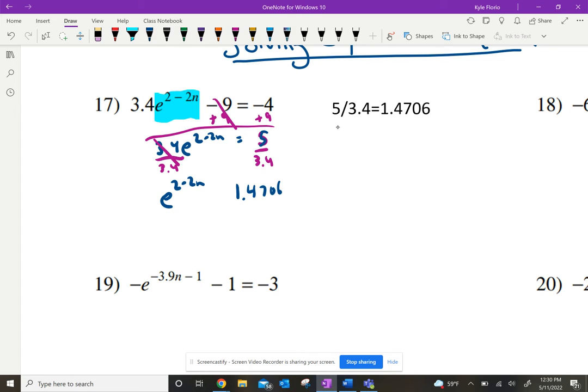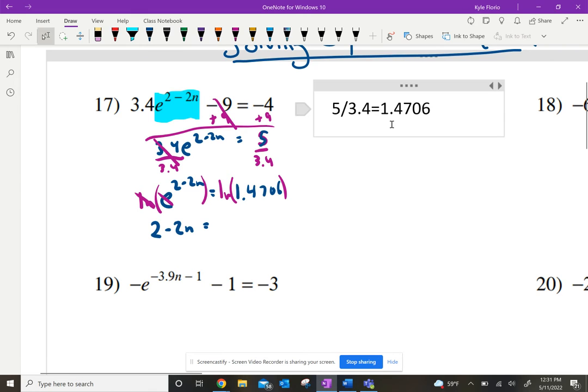So now here we need to undo this operation called exponentiating base e. And what we need to do is take the log of both sides base e. The log base e is what we call the natural log. So take the natural log of both sides. The natural log and e undo each other. And the properties of natural logs is this exponent right here can come out to the ground floor, so to speak, so it's no longer in the exponent. So now I just get 2 minus 2n equals whatever the natural log of that number is.